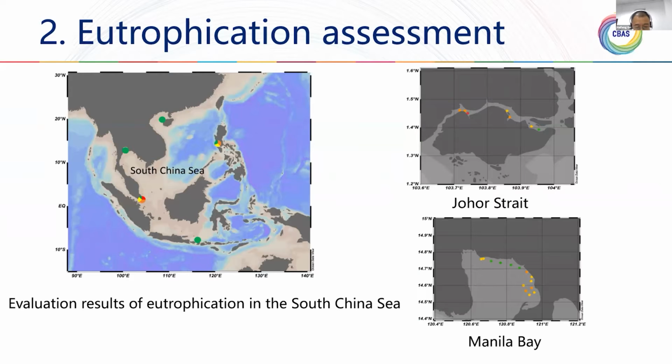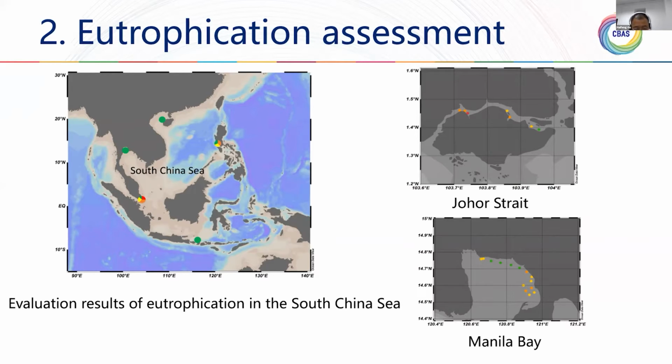So in the case study, the eutrophication assessment of 5 sea areas in the South China Sea was performed using the new assessment method. The left figure showed that the water quality of Beibu Bay, Gulf of Thailand, and Longbu was very good, while some stations in the Johor Strait and Manila Bay had different degrees of eutrophication. And one station in the Johor Strait has severe eutrophication, as indicated in red.